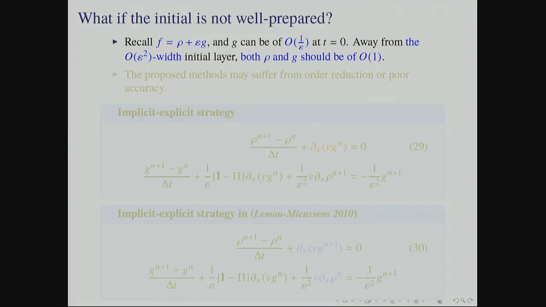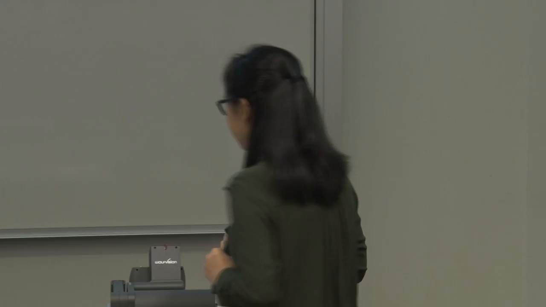Now I want to comment on what will happen if there is an initial layer. Will our methods work well? It turns out the method has some flaw for that. Let's see what the problem is. Recall we decompose F into two parts. Suppose initially you are given a nice F which is bounded, integrable. Then rho is the projection, which carries over all the nice properties, but the g can have this size, big O of 1 over epsilon.